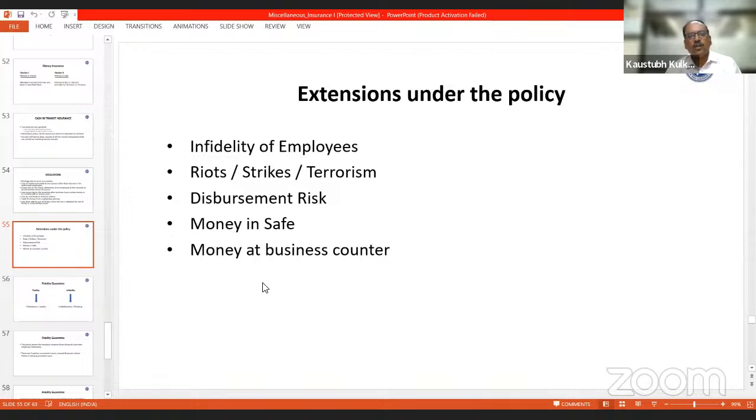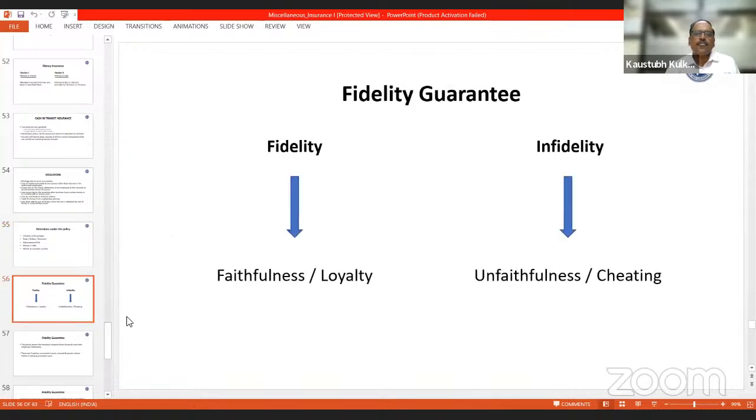going on, those are also covered, provided extra premium is paid. But after business hours, the money kept in such drawers or petty cash box is not covered. The money kept in safe after business hours is covered by way of extra premium payment from the insured. These are some of the extensions under the money policy.